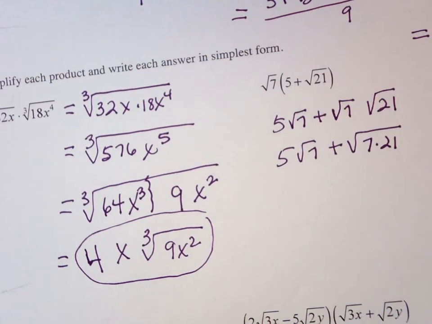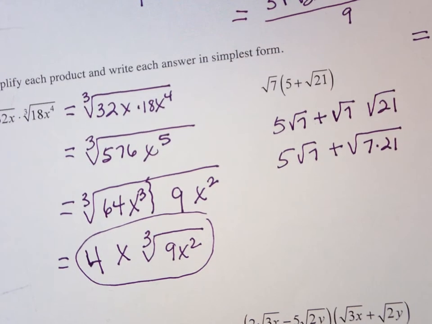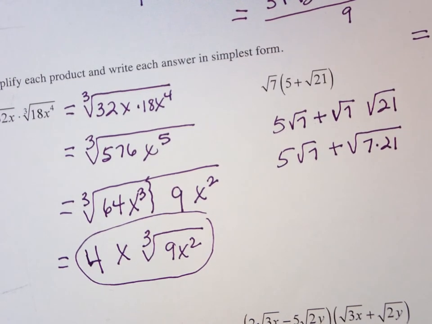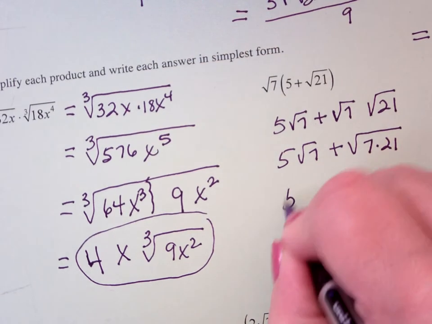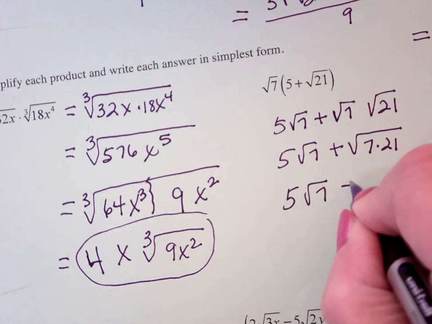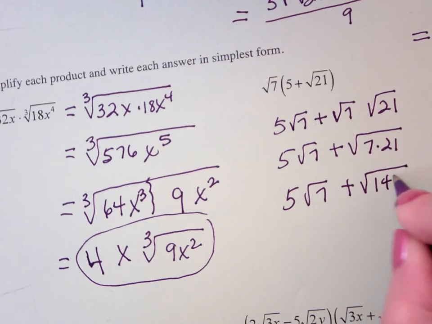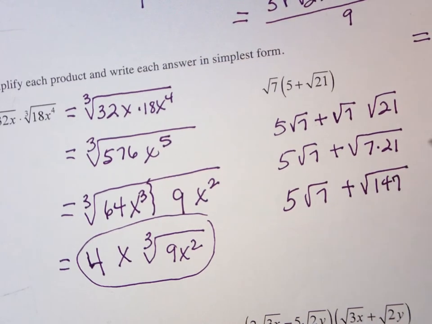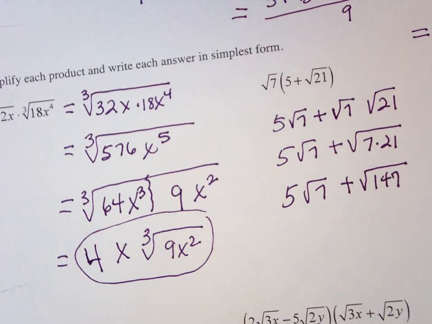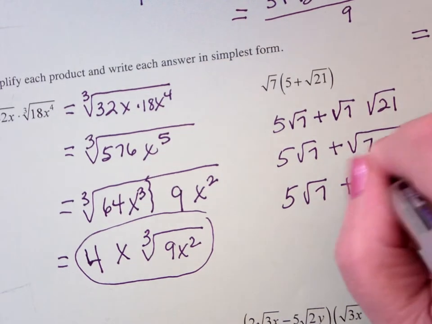Yeah. And 7 times 21 is 147. So it's 5 square roots of 7 plus the square root of 147. And good luck, I think 147 is prime. So that's all she wrote.